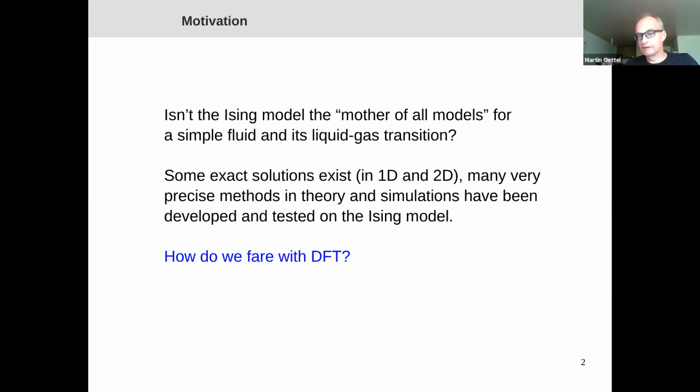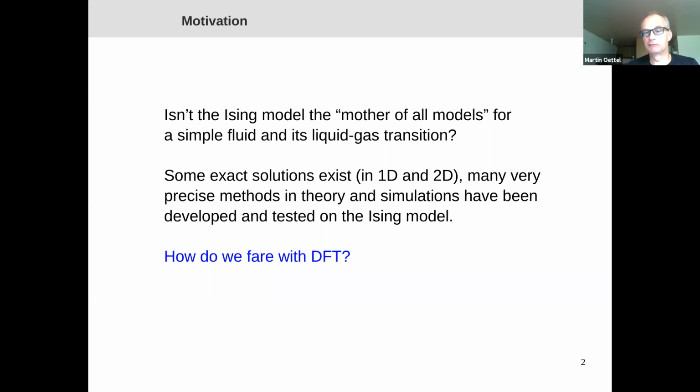Okay, so the motivation is actually very simple. Isn't the Ising model actually the mother of all models when you look at simple fluids and in particular the liquid gas transition in such a fluid? I mean, it's so simple, you can't think of anything easier, I would say. And nevertheless, you get many characteristics of liquid gas transitions, in particular of criticality, that have been used in the previous decades. The model is so simple that we have exact solutions, although only in 1D and 2D.